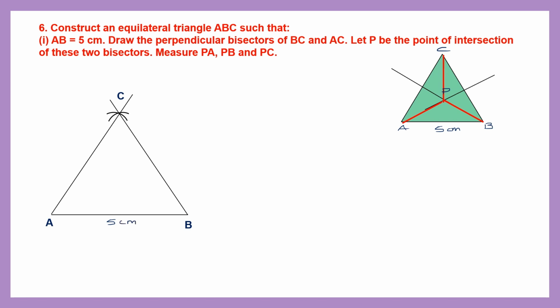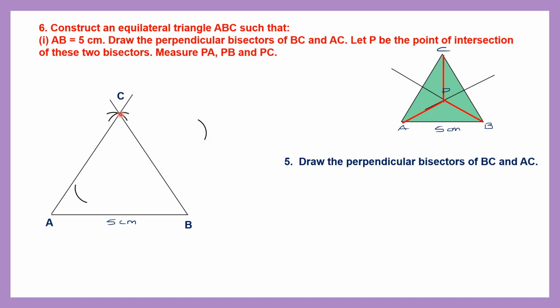To draw the perpendicular bisector, you need to be careful. Remember all the steps as to how to construct a perpendicular bisector. So let's begin. Draw the perpendicular bisectors. Here we keep our compass at B and take one measurement on our compass and draw one arc above BC and one arc below. So here we have one arc on top, one arc down.